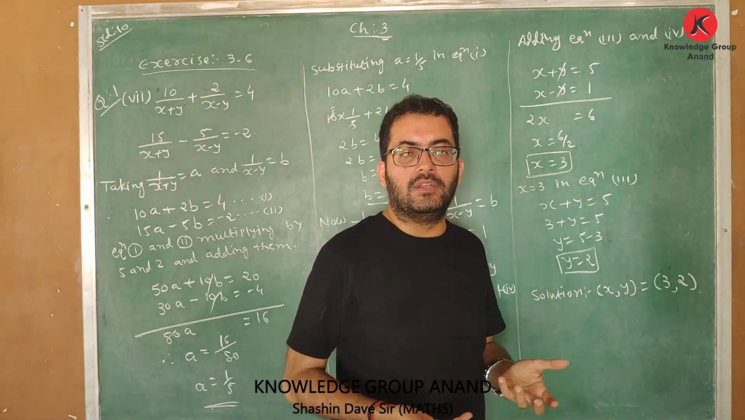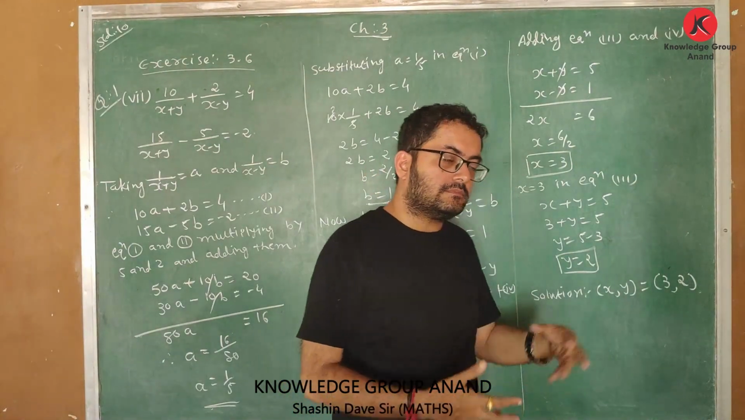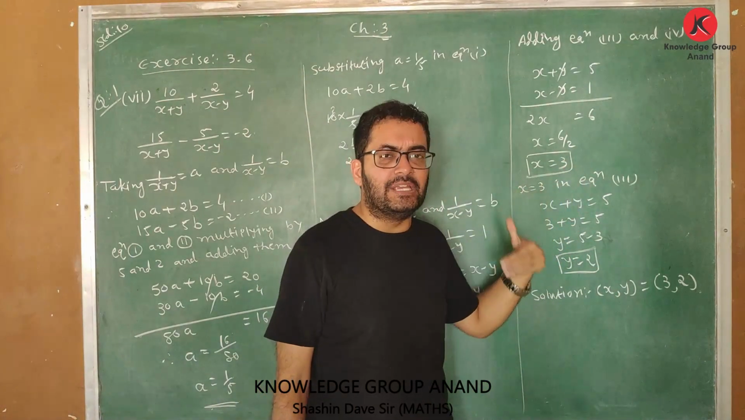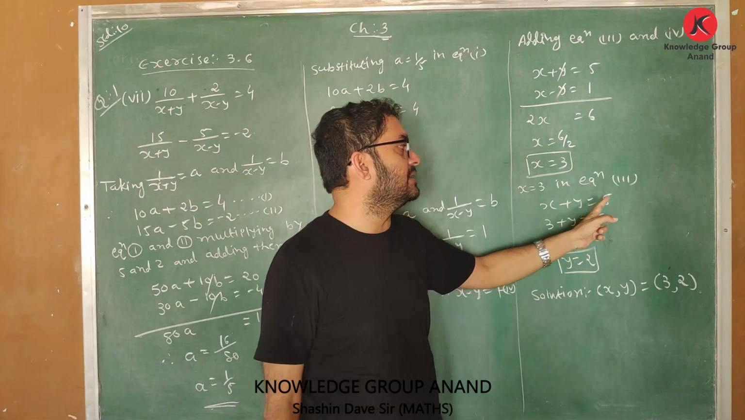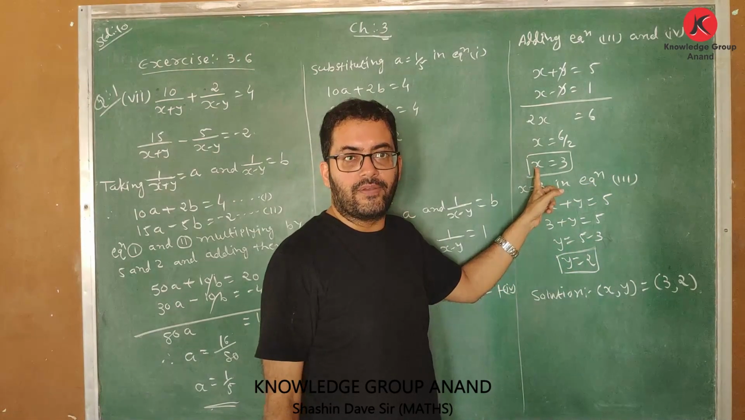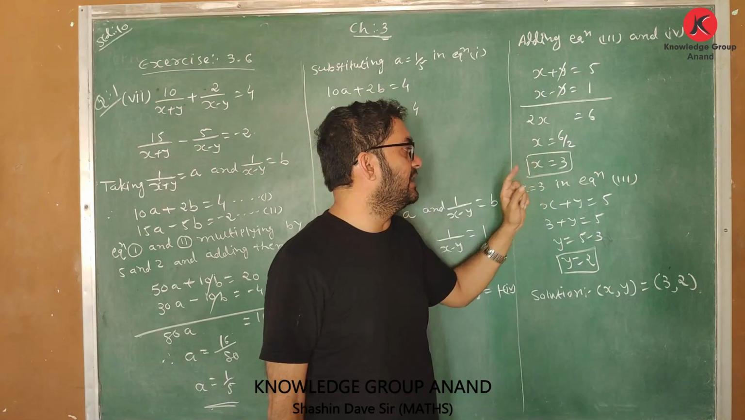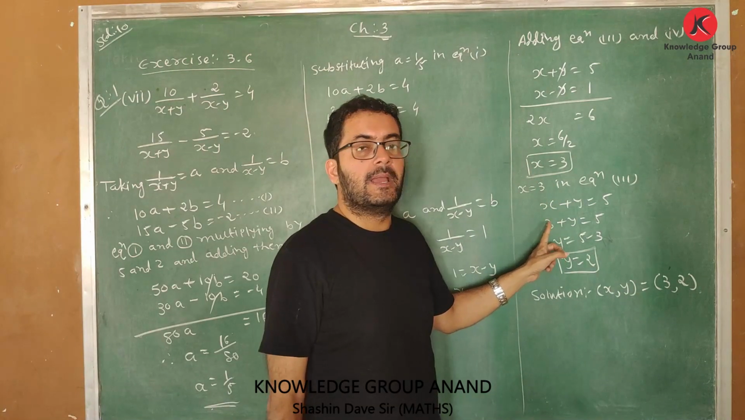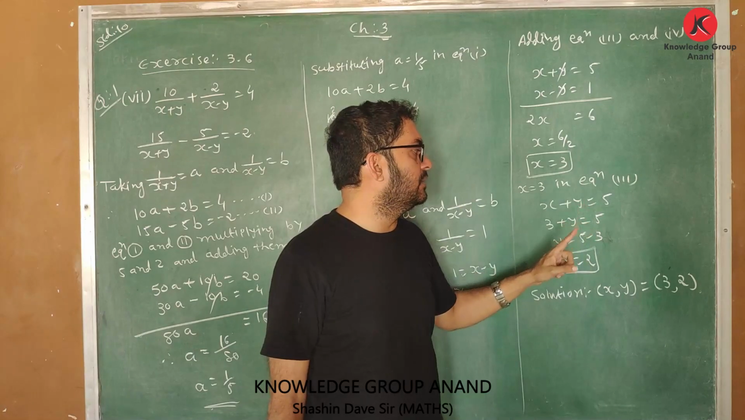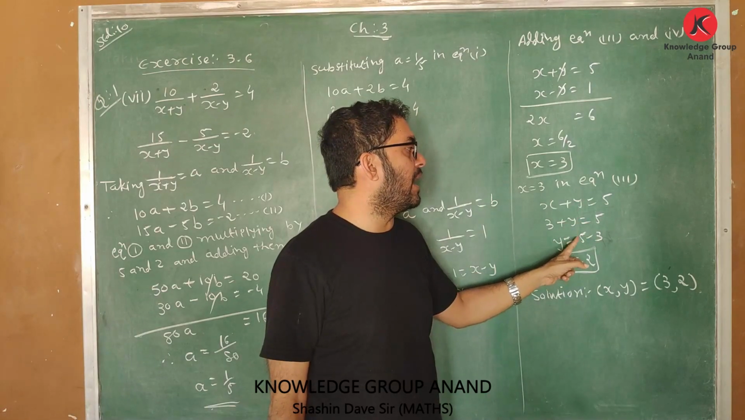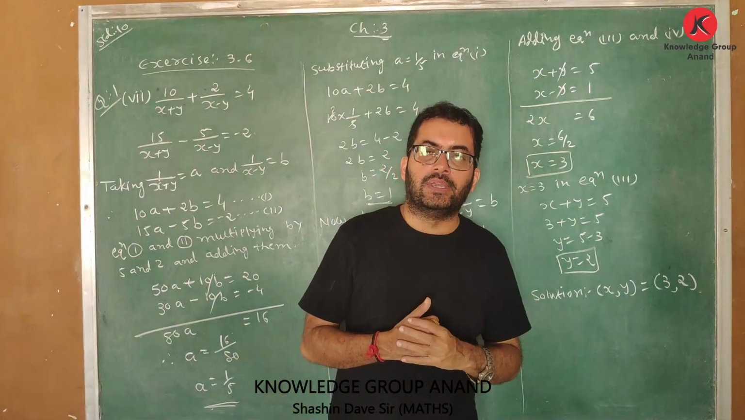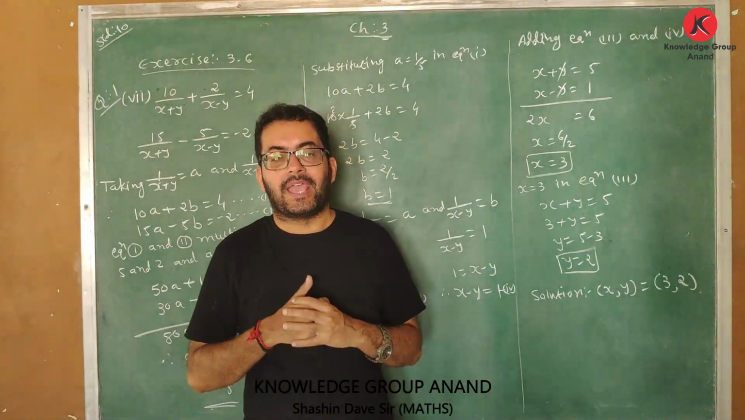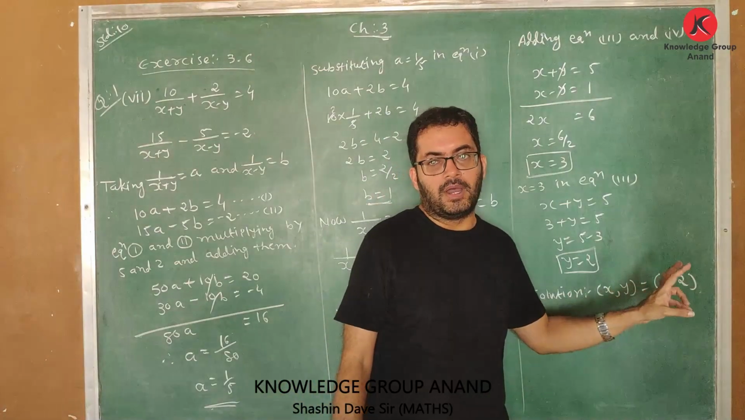Now after getting the value of x, I will put the value of x in either equation 3 or 4. Here I have put it in equation 3. Equation 3 was x plus y is equal to 5. What is the value of x? The value of x is 3. So I will write 3 plus y is equal to 5. That means y is equal to 5 minus 3. That means the value of y is 2. So here the solution set (x, y) will be (3, 2).